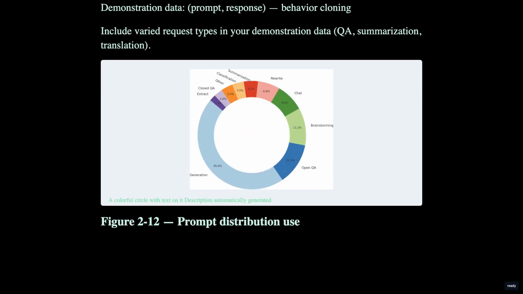This figure presents the distribution of prompt types used to fine-tune InstructGPT, reconstructed from the counts reported in the OpenAI paper. We'll use it to see which prompt categories were most common and how that shapes the model's behavior.